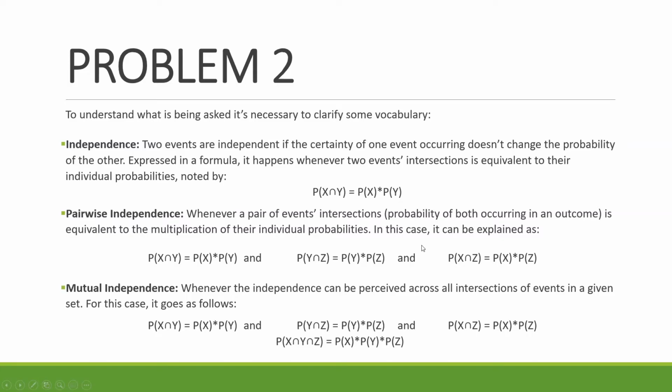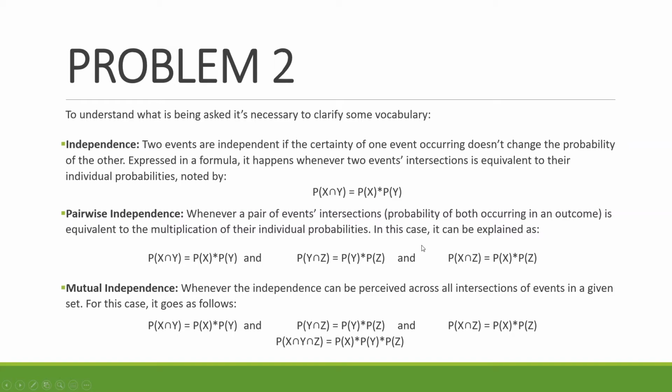Pairwise independence is an extension of this. Whenever for a pair of events the probability of both occurring is equivalent to the multiplication of their individual probabilities. Meaning that if we have three events, such as in this case, the independence must hold for P of x and y equals P of x times P of y, and P of y and c, and P of x and c.